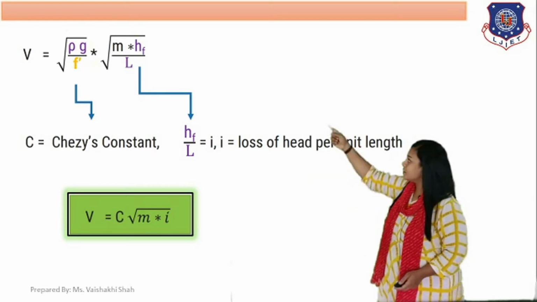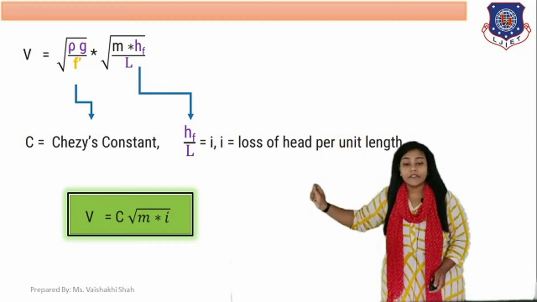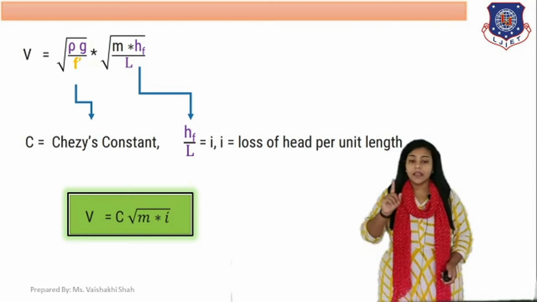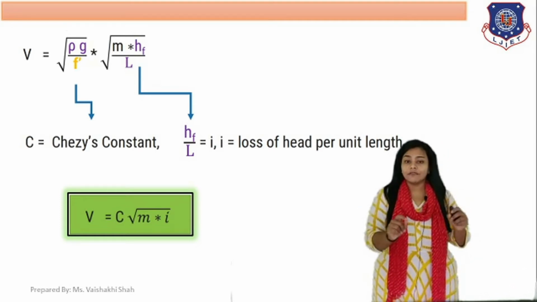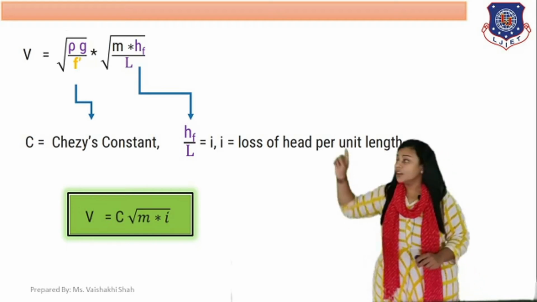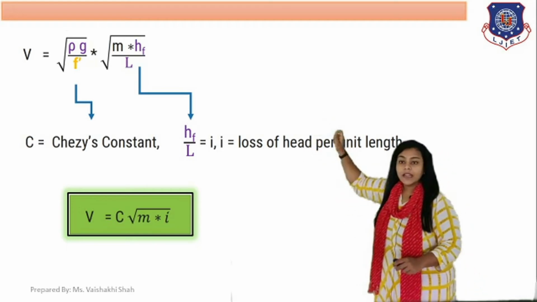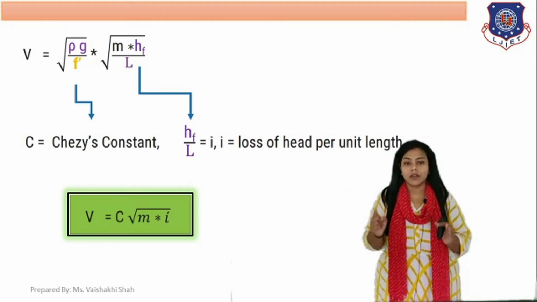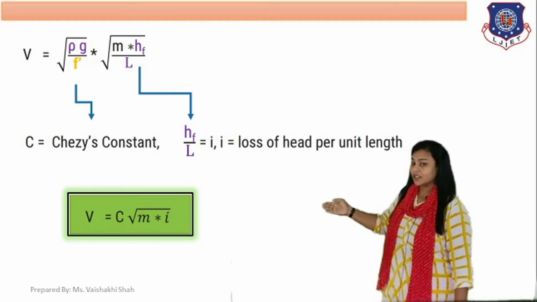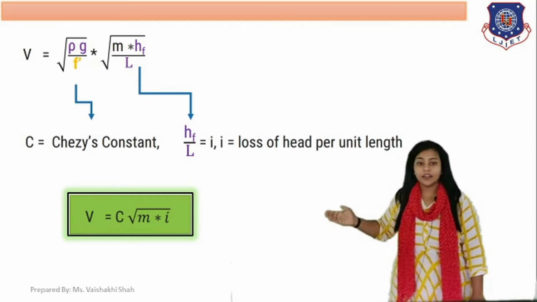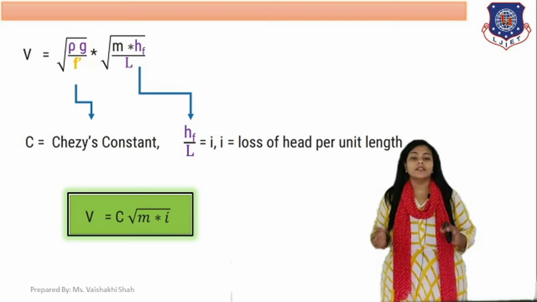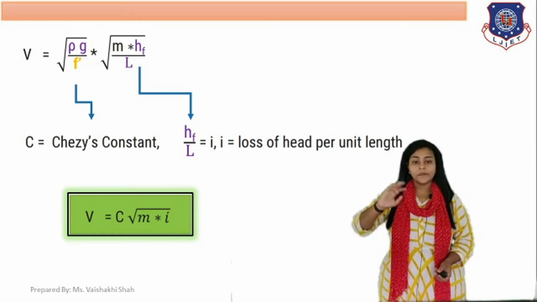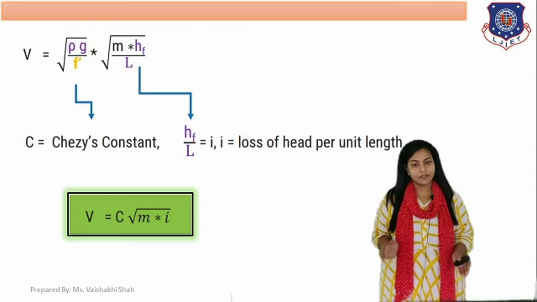So the equation for velocity becomes V equals C under root m into i. Remember that we replaced hf upon L by i and root rho into g divided by f dash by C, which is called Chezy's constant. This equation, V equals C under root mi, we will use for solving some examples. Now we will solve some examples based on the Darcy-Weisbach equation and Chezy's equation both.